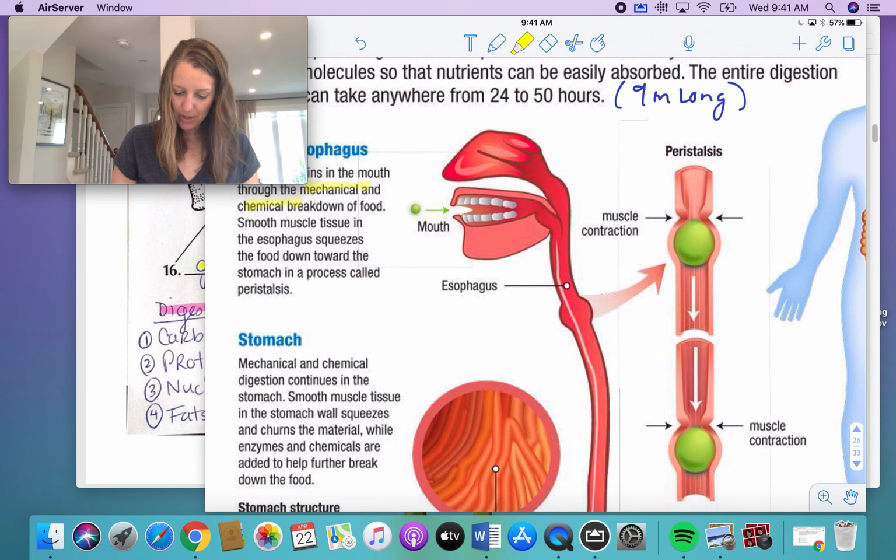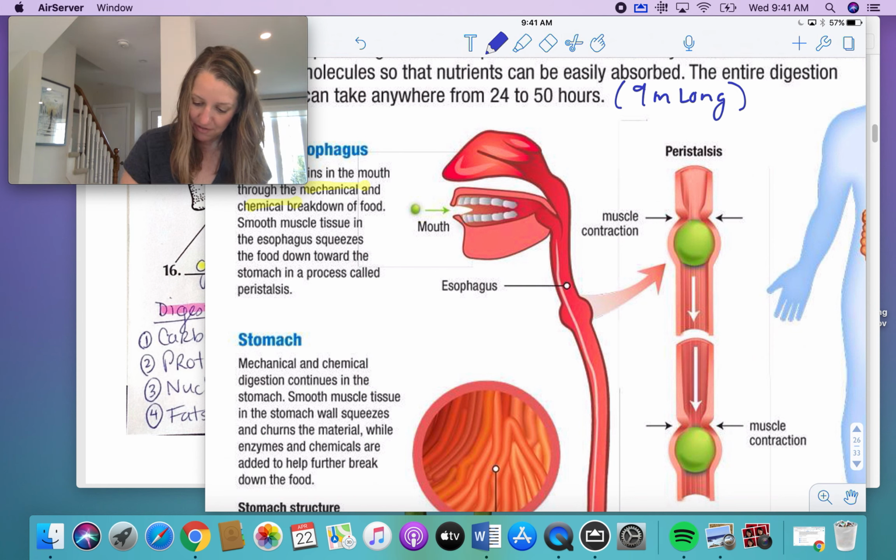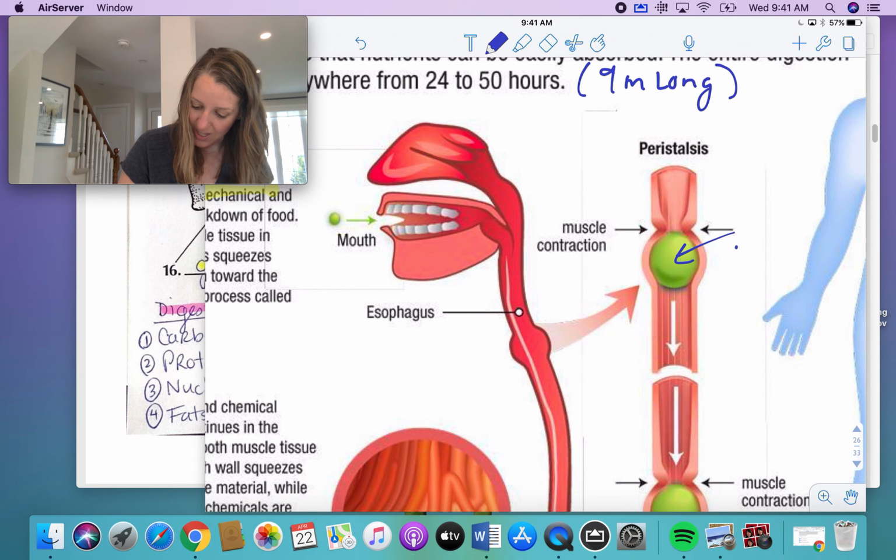Now, fancy word. Now that the food is in your mouth, it's no longer called food anymore. Now we call it a bolus of food. So here's your little bolus of food.